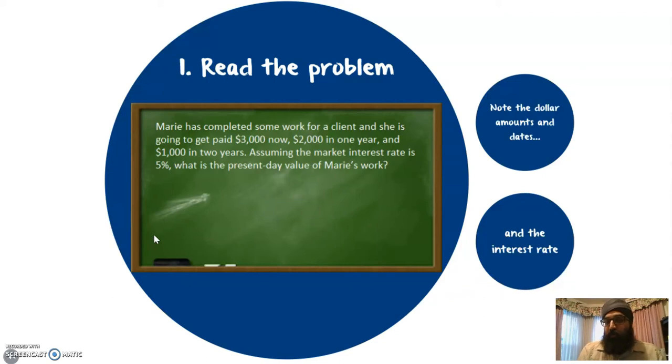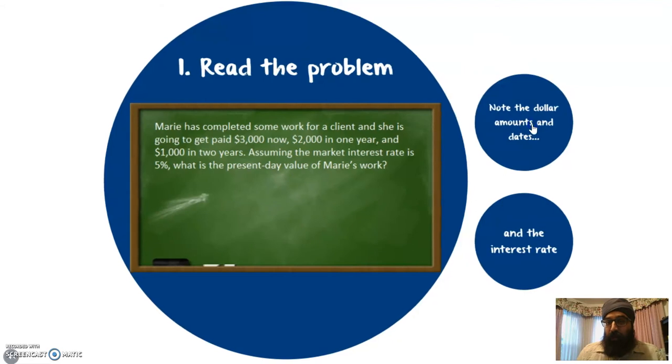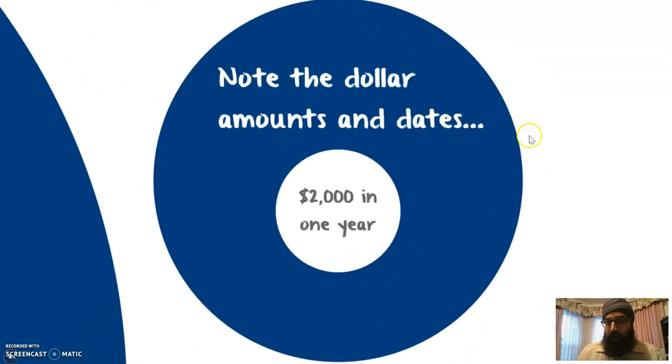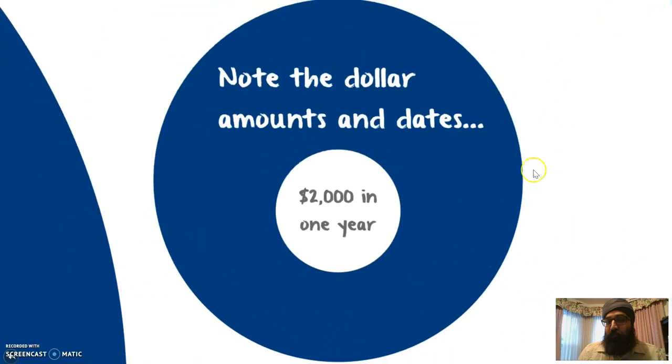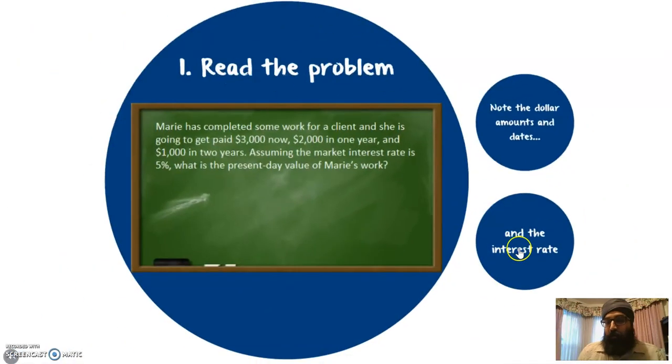So reading the problem, we want to look at the important details which we're going to need to solve this question. So clicking on the first bubble here on the right, we're going to note the dollar amounts and the dates. So we have 3,000 today, 2,000 in 1 year, and 1,000 in 2 years. So this is important information we're going to need to solve this question.